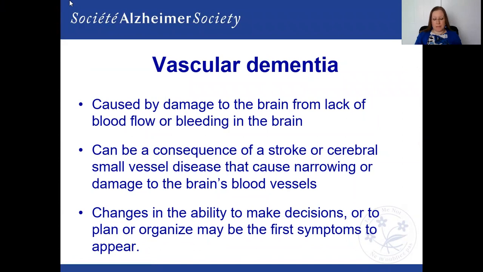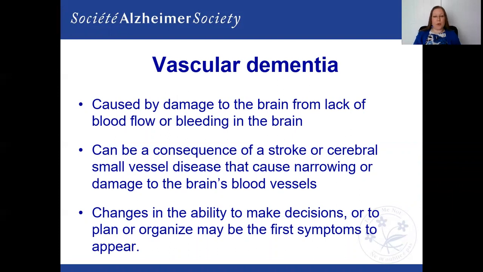So as Ali briefly touched on earlier when she was reviewing the umbrella of dementia with us, vascular dementia is a type of dementia that is caused by either damage to the brain from a lack of blood flow or damage to the brain from bleeding in the brain.